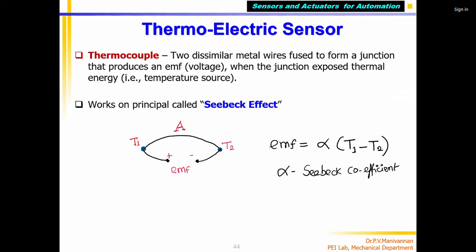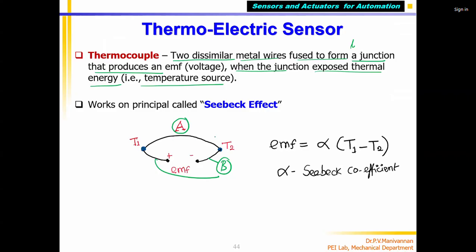The thermoelectric effect is nothing but, a thermocouple is an example. What is a thermocouple? Two dissimilar metal wires fused together to form a junction. Correct? A junction is called a thermocouple, which produces an EMF, that is electromotive force. The unit is volts, generally millivolts, when the junction is exposed to thermal energy, that is, the temperature source being measured. For example, I take a wire called A, one material, and the other I call B type material. There are two materials. Two different materials are to be taken, not the same material, two wires. One is called the A wire.